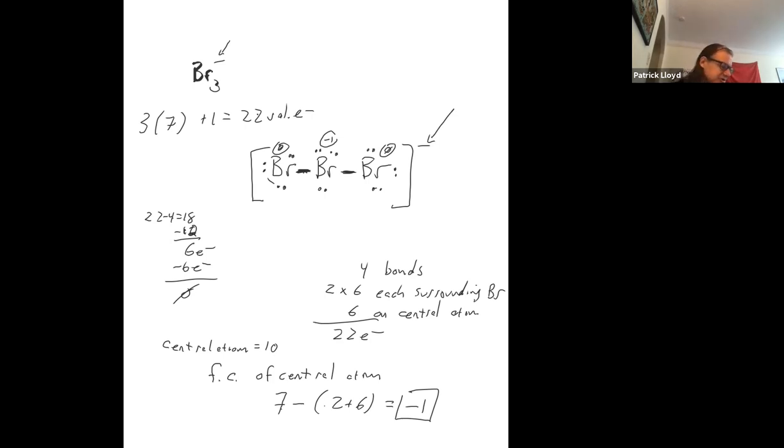So you have a choice. It could be the bromine on the left, the bromine on the right, or the bromine in the center. But like we said, expanded octet should be on the central atom only. So this looks like a good Lewis structure. That's perfectly fine there. Okay. Let's take a look at one more.